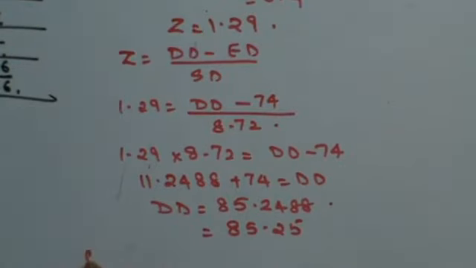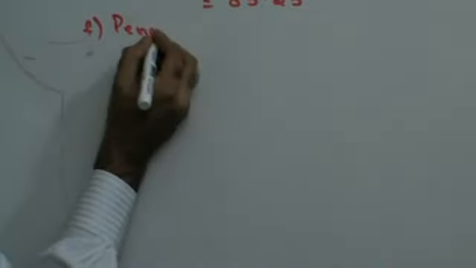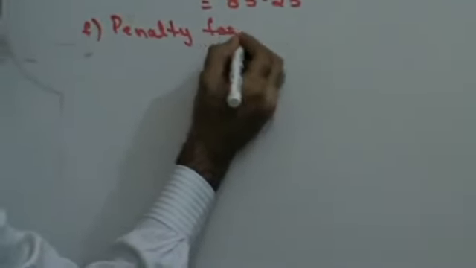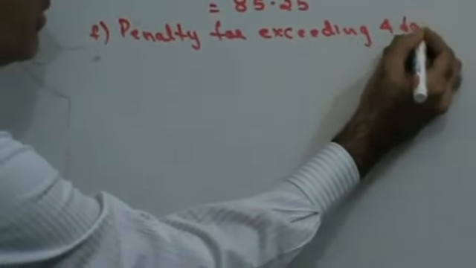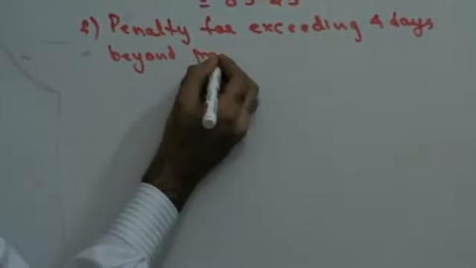Let's see the next part of the question. There is a huge penalty for exceeding the project completion deadline by 4 days beyond the estimated completion time. What is the probability of being penalized?